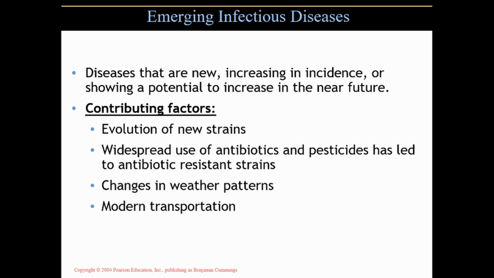So these emerging infectious diseases, we talked about these in the first chapter, these diseases that are coming onto the scene and they're emerging. And I wanted to talk about it again in this chapter because this chapter addresses how they spread. So these are all new, increasing in incidence, or they show the potential to increase. So these are diseases that are being closely monitored by the CDC and the WHO.